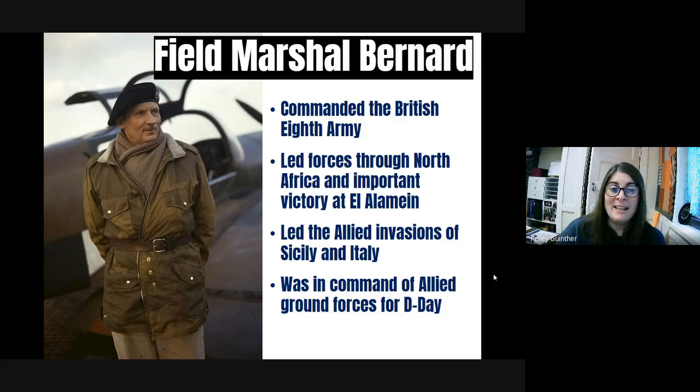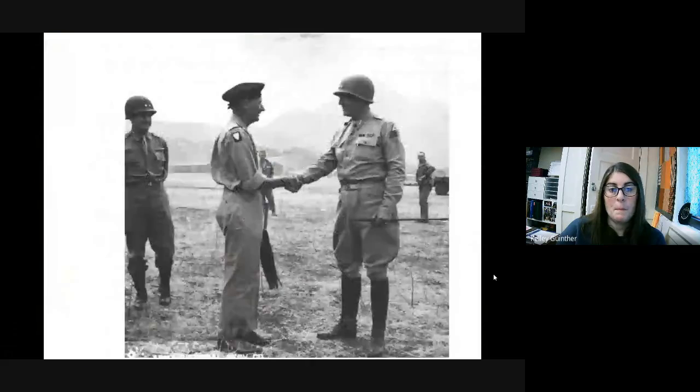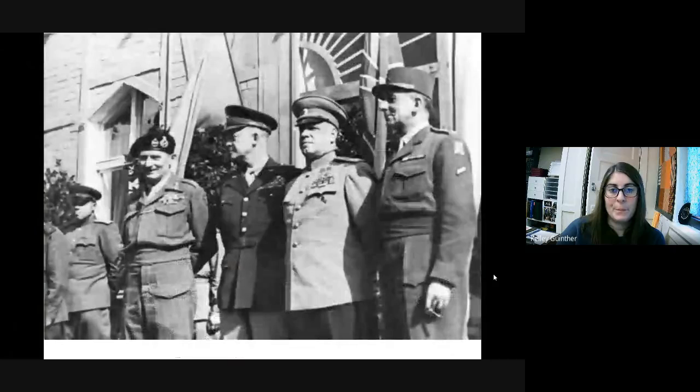He also led the Allied invasions of Sicily and Italy to take out Benito Mussolini and the Italians. And he was also in command of Allied forces for D-Day. So he was all over the place and commanding troops in all parts of the war. There he is with Eisenhower.